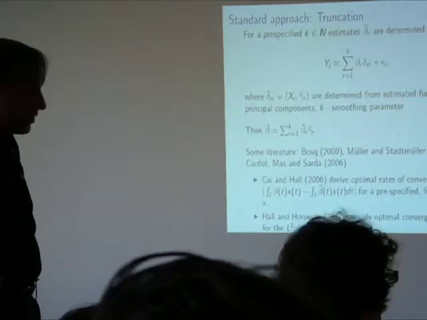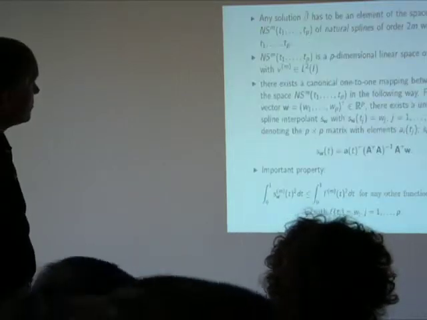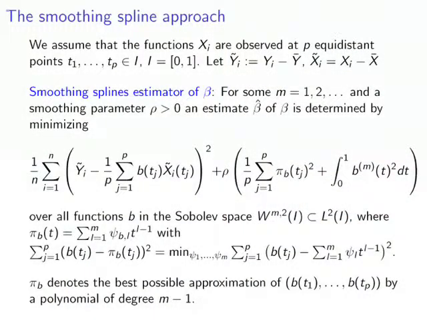But I want to speak mainly about what we do, and we have another approach. We don't use principal components. We use spline estimators for the betas. And I think for prediction, at least, it is much better. It also behaves quite well.